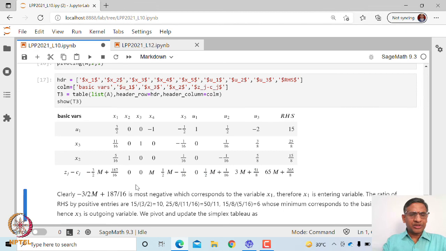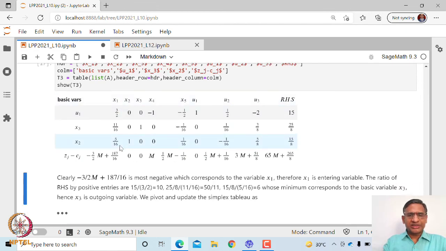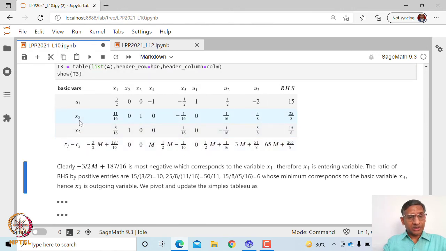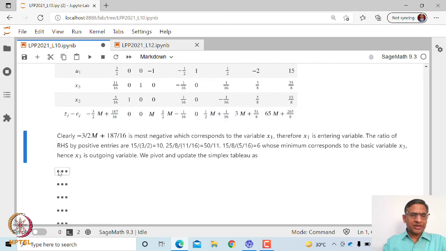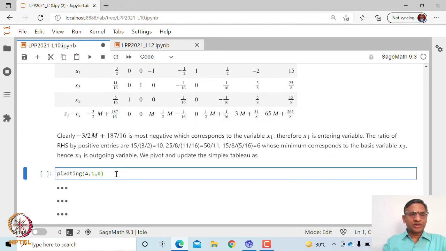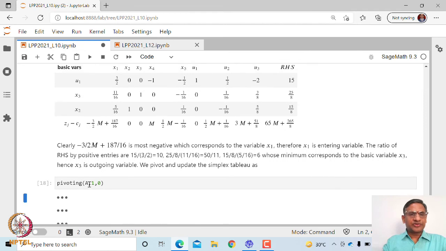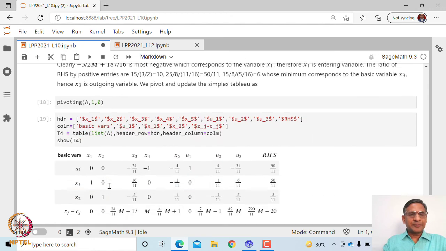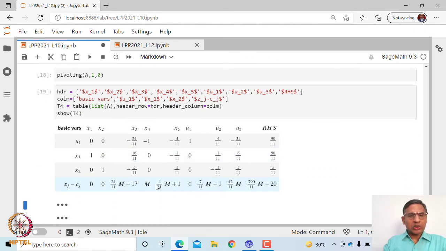This one is again negative, therefore we need to again find the ratio, and find the incoming and outgoing variable. In this case x1 is the incoming variable, and the ratio is minimum corresponding to basic variable x3. So x3 will be outgoing and x1 is incoming, right? Of course x3 had entered at some stage, so again it is going out. That can happen, right? So let us pivot with the second row and first column, and when we pivot and update the simplex table, this is what we get.